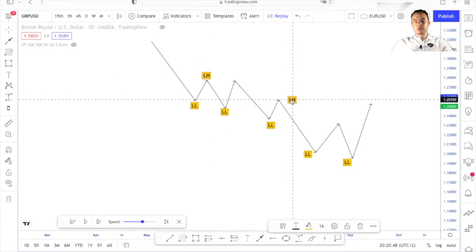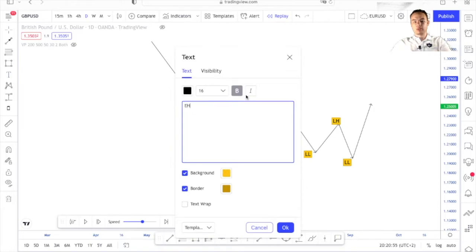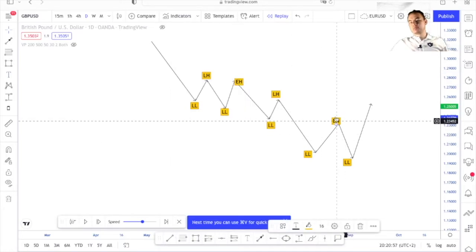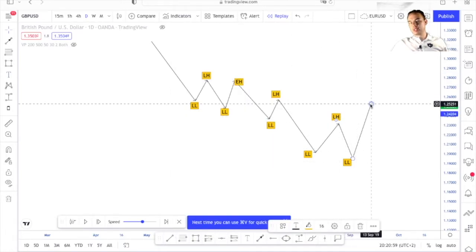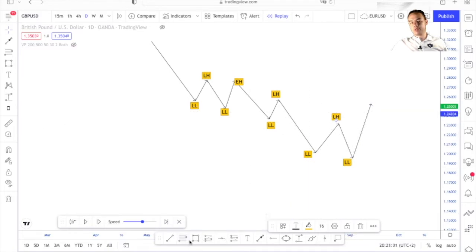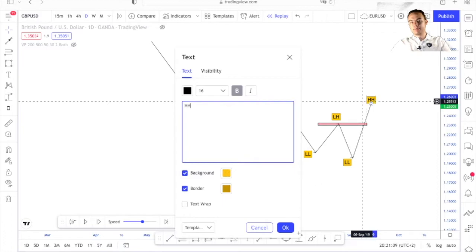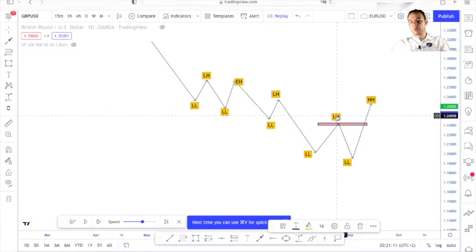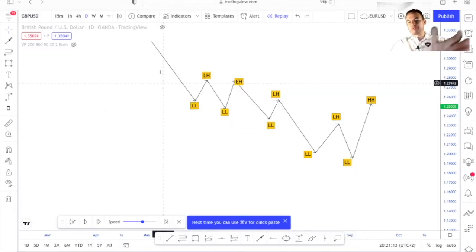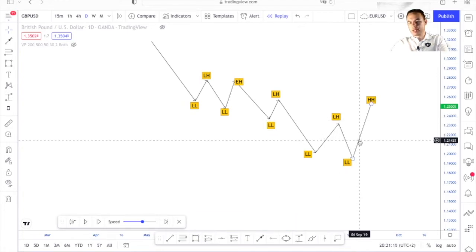This is actually equal high. Equal high. Okay, so now you can see this price pushed above this level. So formed a higher high. So now we're in the business of changing from a downtrend into an uptrend. But let's have a look.